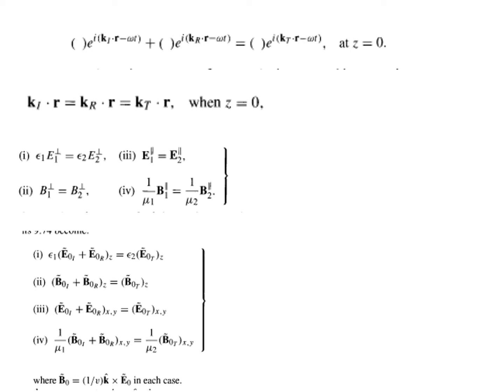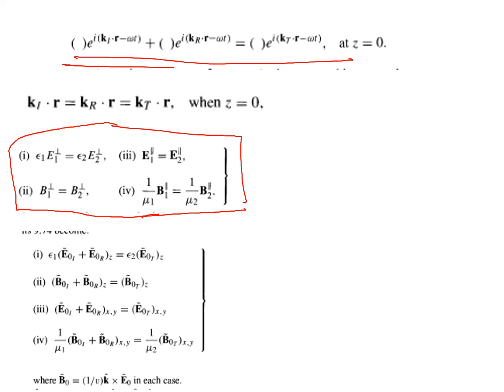The next part of the discussion is about the relation between the intensity of the reflected part and the transmitted part of the incident wave. We have to get the intensities in terms of the incident wave. For that, again, we are considering the boundary conditions. These are the boundary conditions that we learned, applied to the above equation that we derived.